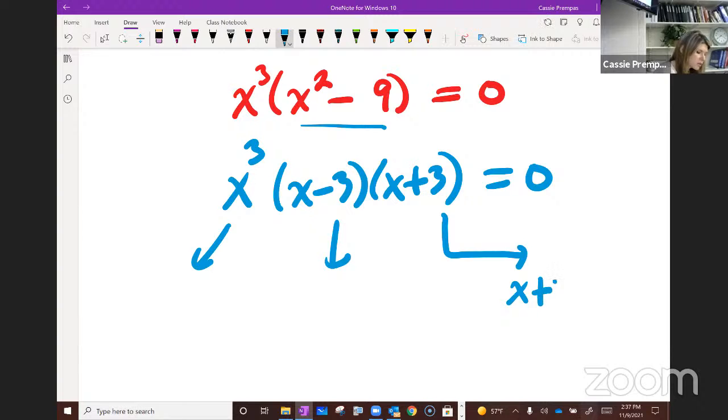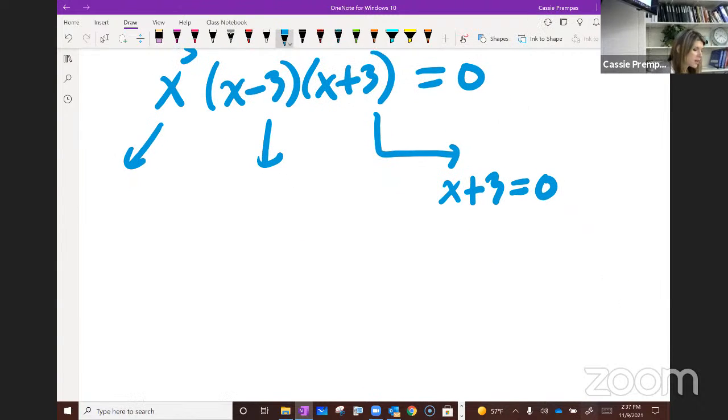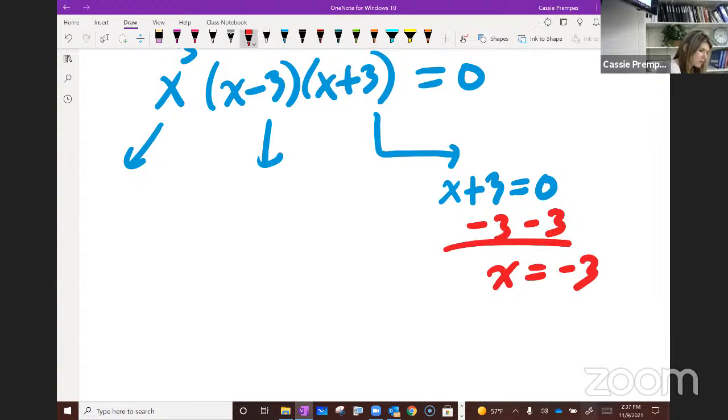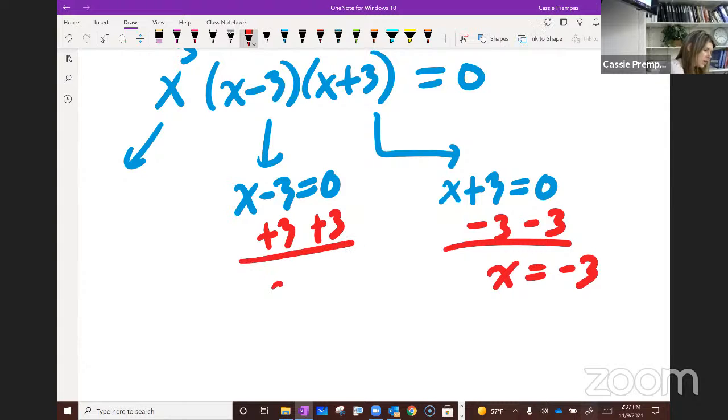So I set x plus 3 equal to 0. This is a linear equation because x is just to the first power. How do you solve for x here? Good, subtract 3. Then you get x is equal to negative 3. x minus 3 is equal to 0. This is a linear equation. I would add 3, and I get x is equal to 3.